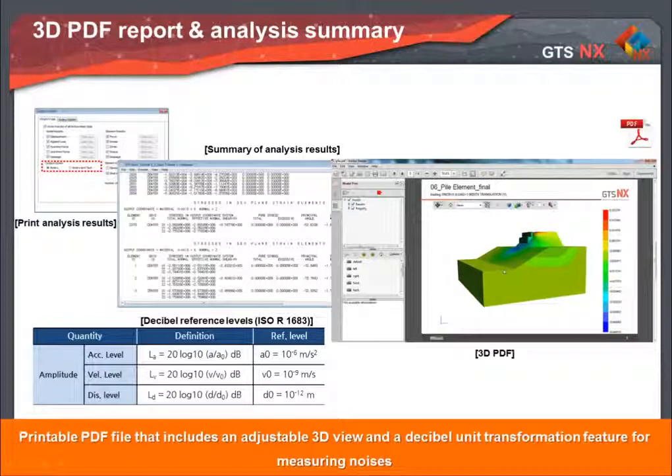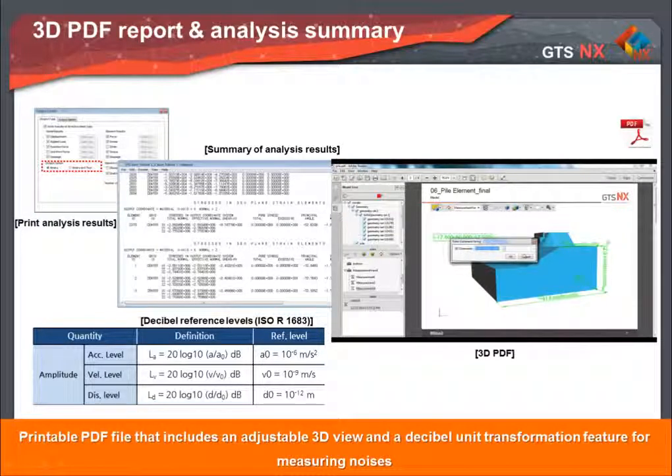In addition, after analysis, we can print out the summary of analysis result as a text file. And from dynamic analysis results, we can check decibel results converted from displacement, velocity and acceleration automatically for measuring noises.